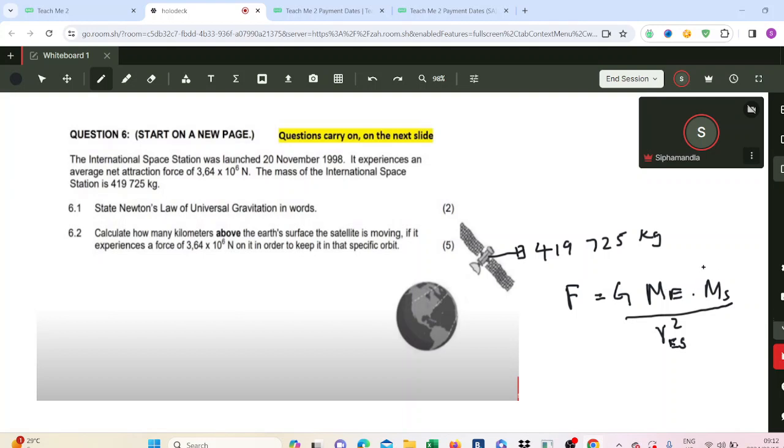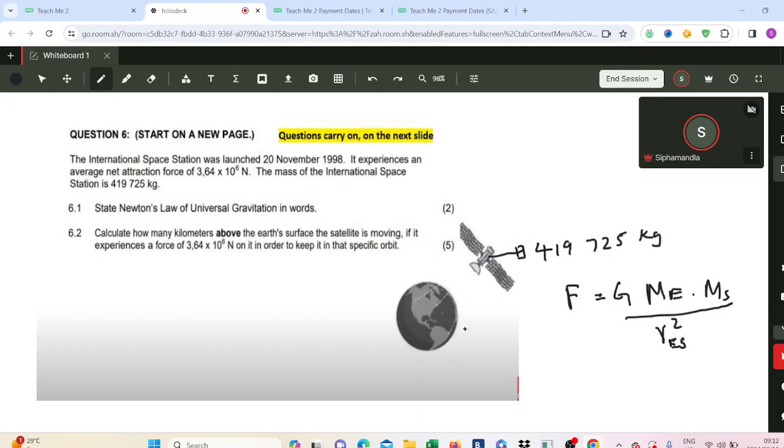But now the problem is that we don't have the mass of the earth. We do have the mass of the satellite, but not the mass of the earth. But don't worry, the mass of the earth and the radius of the earth you can just take from your question paper. It's always given to you in a question paper.